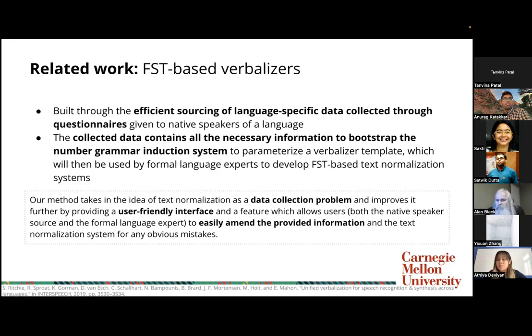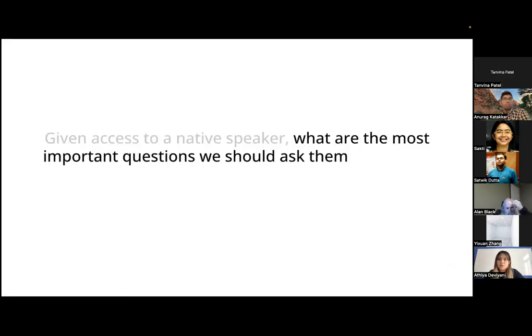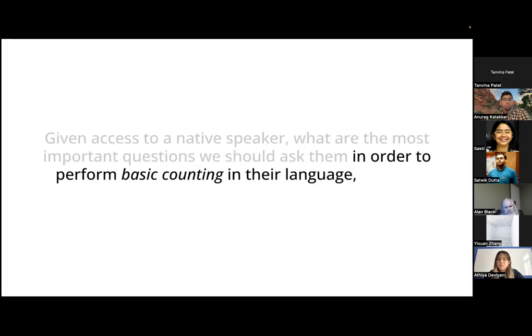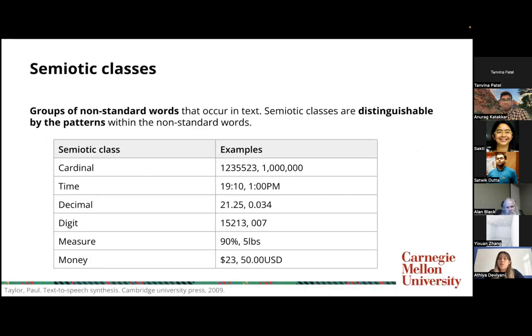The method we're proposing today takes in the idea of text normalization as a data collection problem as well, but we improve it further by providing a user-friendly interface, which allows anyone with minimal coding or technical experience to easily amend the provided information and add information on text normalization, and correct any mistakes easily. So the main question that we're trying to ask is, given access to a native speaker, what are the most important questions we should ask them in order to perform basic counting in the language without having to write additional code? So why is this challenging?